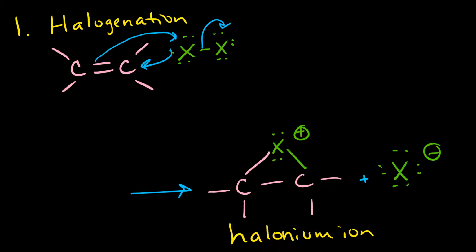The electron transfer goes something like this. The pi electrons will come out and grab a hold of that electrophilic end, and at the same time you get a lone pair off of the halogen attacking the carbon on the other side, and you form something that's kind of strange looking. It's called a halonium ion with a positively charged halogen bridging between the two carbons.